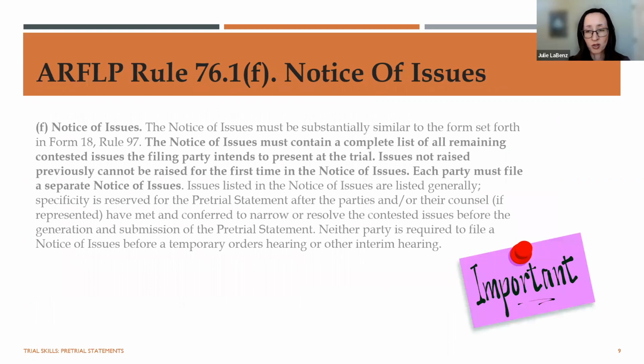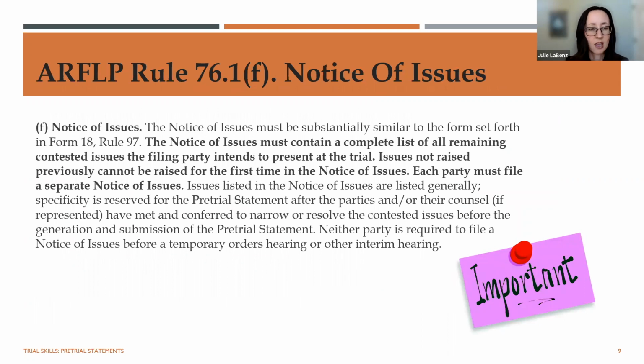Okay, now this is important, the notice of issues. This is under subsection F. So there is a set form. You could find that in Rule 97 of the Arizona Rules of Family Law Procedure online. Look at Form 18. The notice of issues must contain a complete list of all remaining contested issues the filing party intends to present at the trial. Issues not raised previously cannot be raised for the first time in the notice of issues.